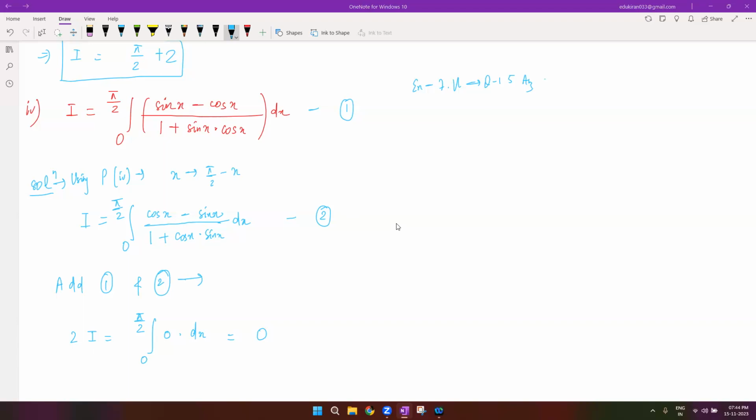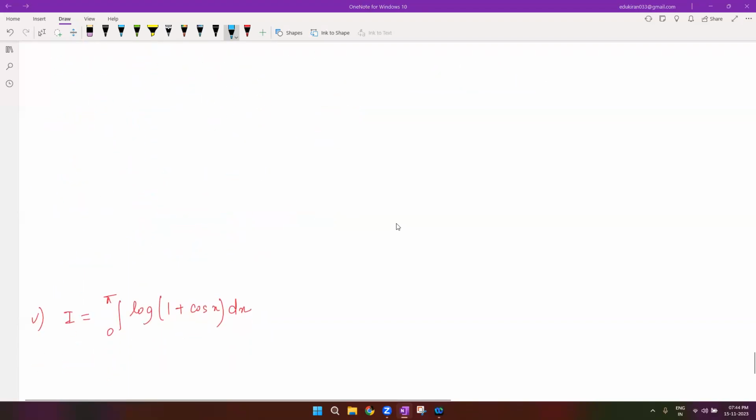Okay, let's solve the next question. The fifth one. This is a good question, by the way, and possibly will be the last question of the class today. So you guys try this first. We only have the 4th and 6th property to use here. You can see that neither the function is piecewise nor the limits are from minus a to a. So we only have fourth and sixth.